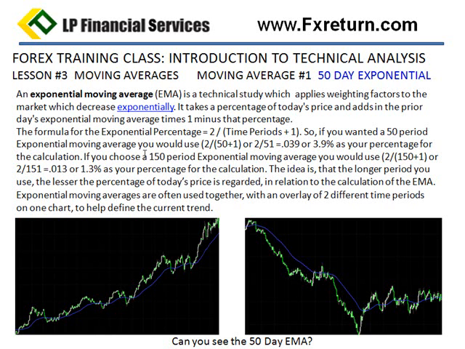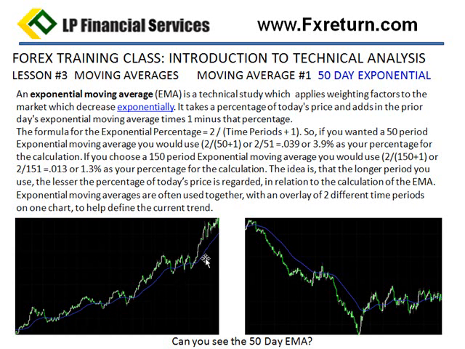If you choose a 150-period exponential moving average, you would use 2 over 150 plus 1, or 2 over 151, which is equal to 0.013, or 1.3% as your percentage for the calculation. The idea is that the longer period you use, the lesser the percentage of today's price is regarded in relation to the calculation of the exponential moving average. Exponential moving averages are often used together with an overlay of two different time periods on one chart to help define the current trend.